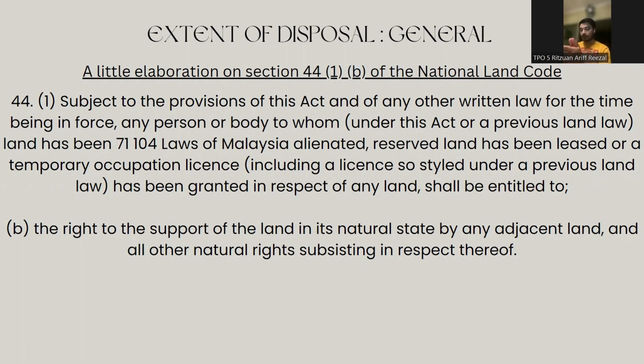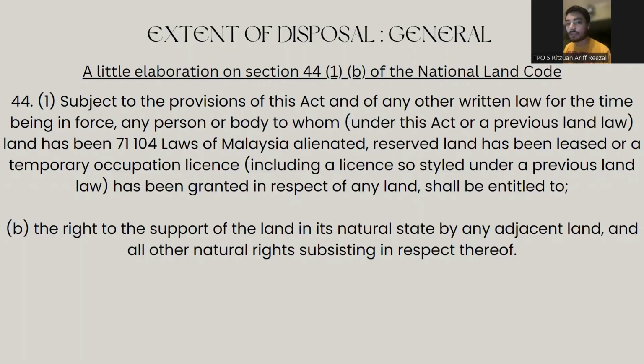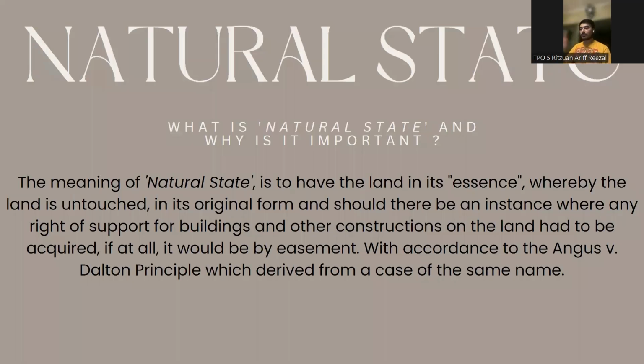And in clause B, paragraph B, the right to support land in its natural state is very important, and I will mention why. On the next page, it mentions why natural state is always important, because natural state is in its essence, in my own words, whereby in the case of Angus v. Dalton, which is a principle I will mention, the natural state is where the land is on its own, in its back.